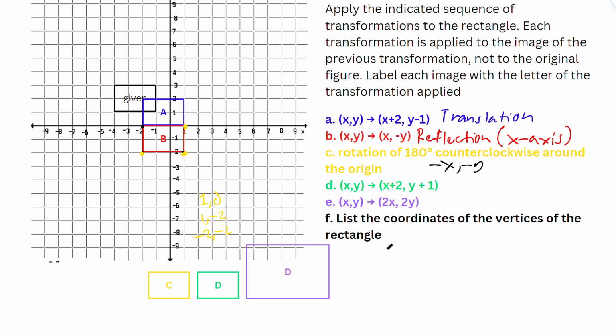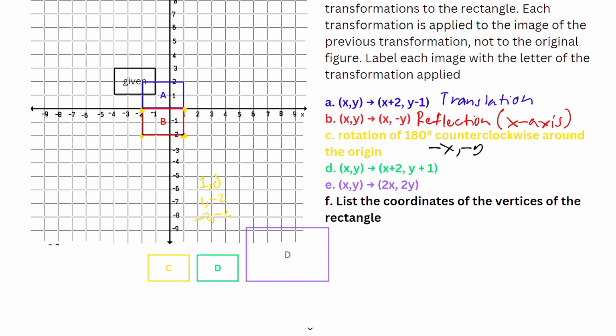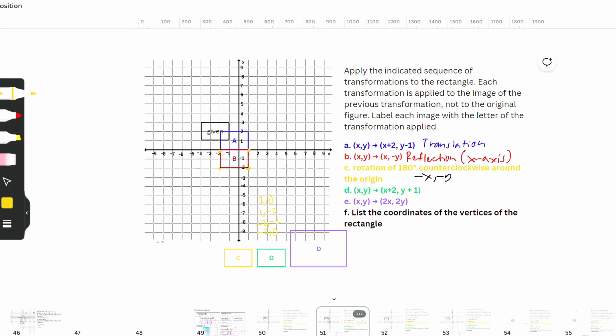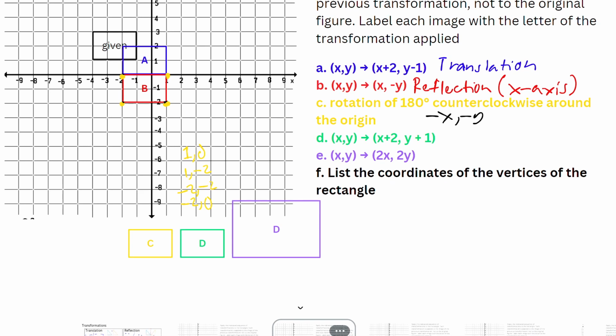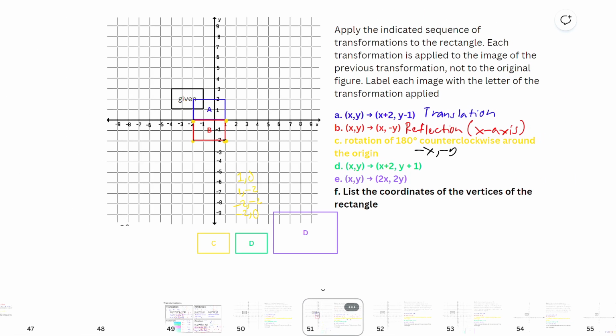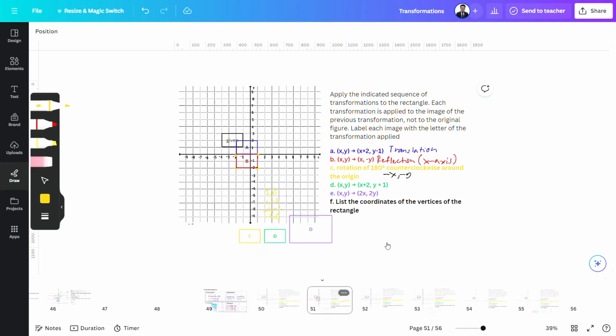I hope you can still follow the points. How about this point here? What's the coordinate here? This is negative 2 comma 0. Now, the rule for rotation, 180 degrees counterclockwise, it says the x will become negative and then the y will become negative. As simple as that.